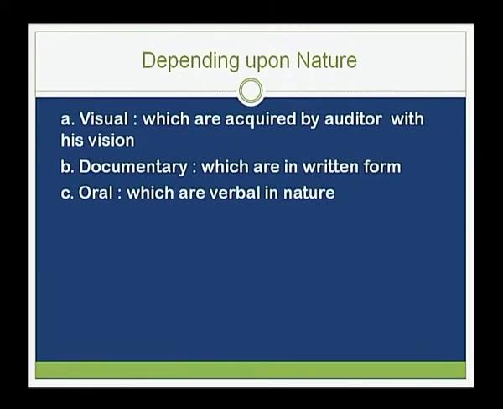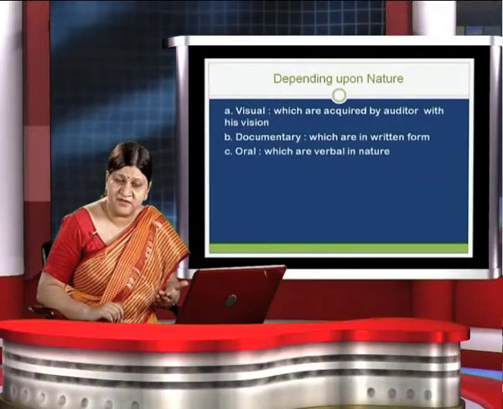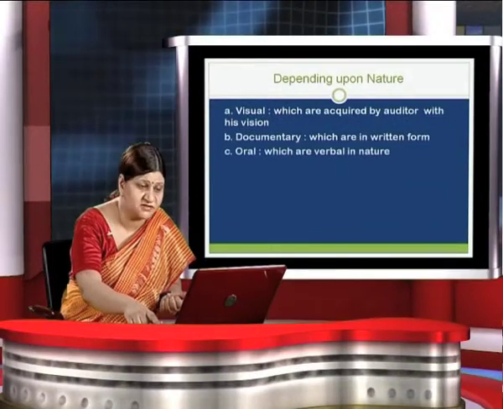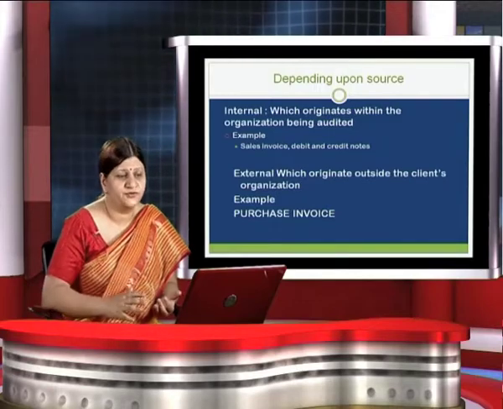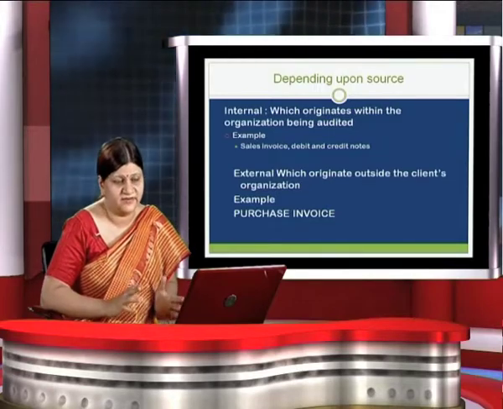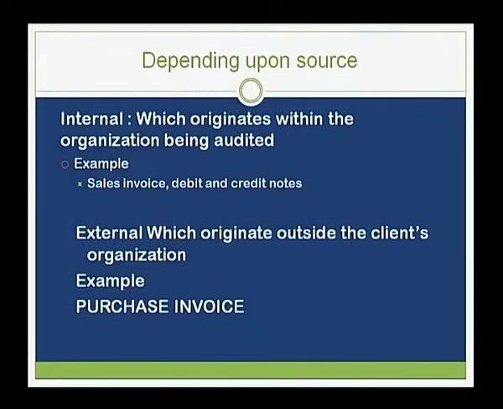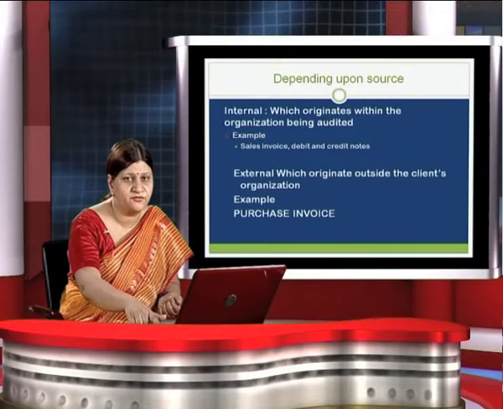So on the basis of nature, these sorts of audit evidences can be accumulated while conducting the audit of any business entity. Depending upon source, we have two types of audit evidences: internal, which originates within the organization being audited, for example sales invoice, debit and credit note. These are examples; the list can be inclusive. External, which originates outside the client's organization. Here it can be a purchase invoice or any confirmations taken by the client from the creditors or debtors.